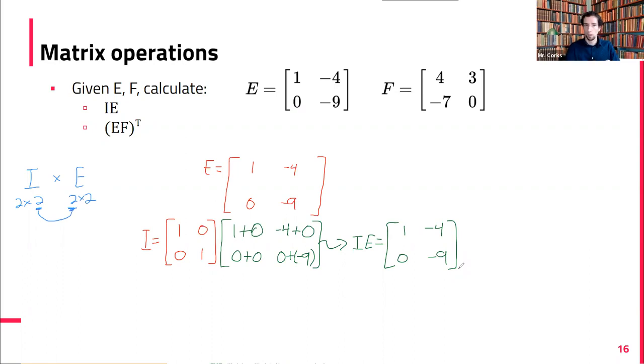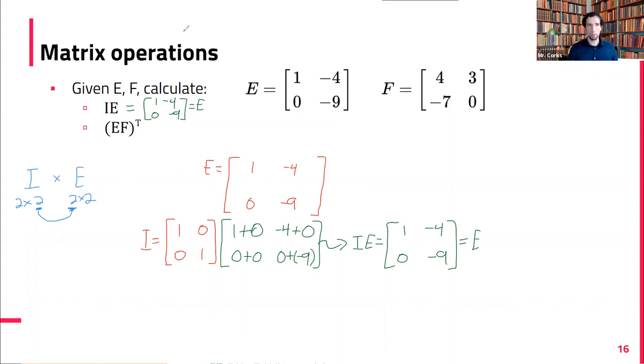It's the same as the E matrix. Same as E. Okay, so identity matrix, that's a special property of the identity matrix. Identity matrix times anything will give you just that same matrix back. So it doesn't actually change what we are doing. It doesn't actually change the matrix that's going in. So 1, -4, 0, -9, which is also equal to E.